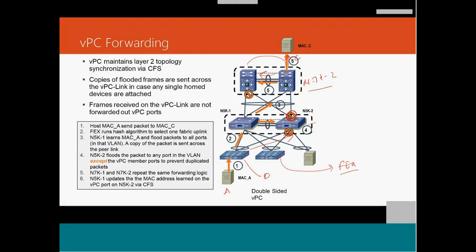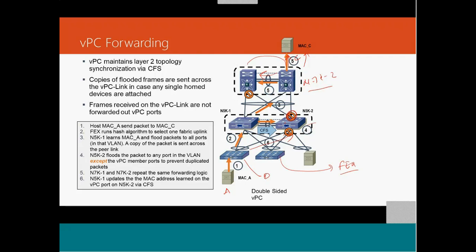Now, the N7K2 receives the frame and floods it, doing the same thing as N5K has done over here, over the vPC peer link as well as the member ports. As soon as it sends it up towards host C, it sees that it has sent the frame successfully to MAC C, right? Now let's see what happens in the reverse path.